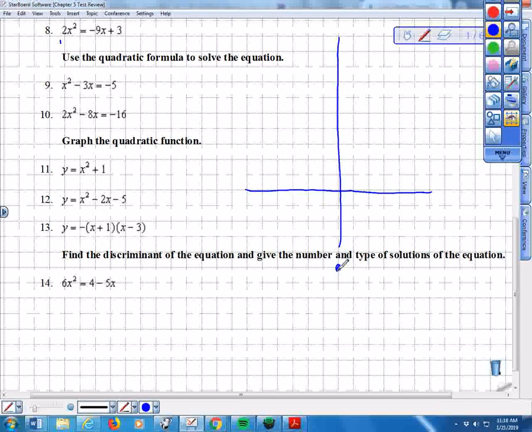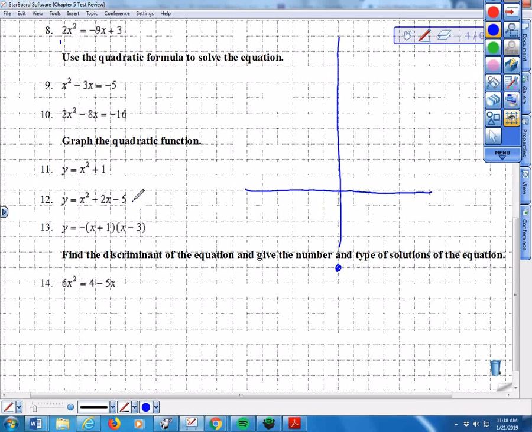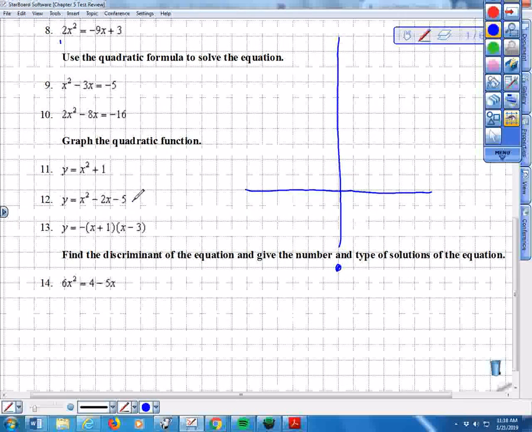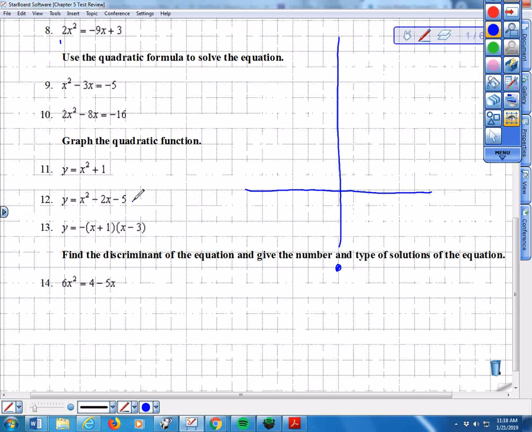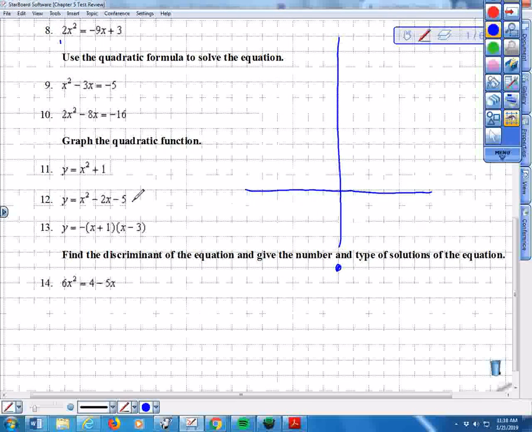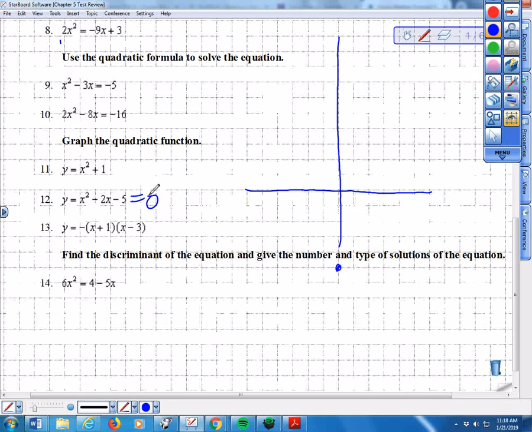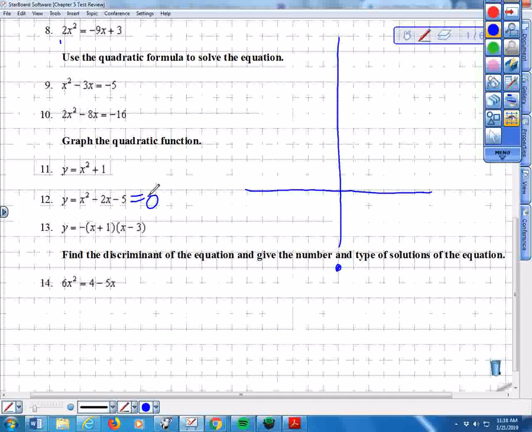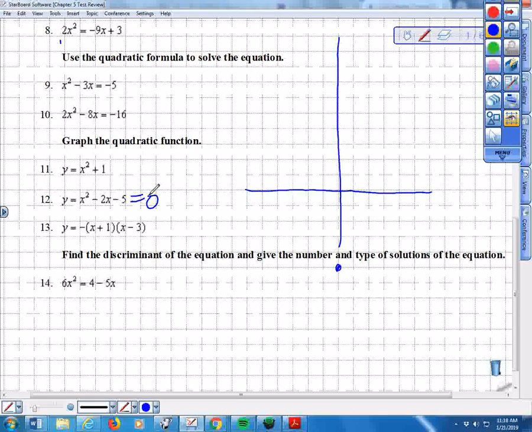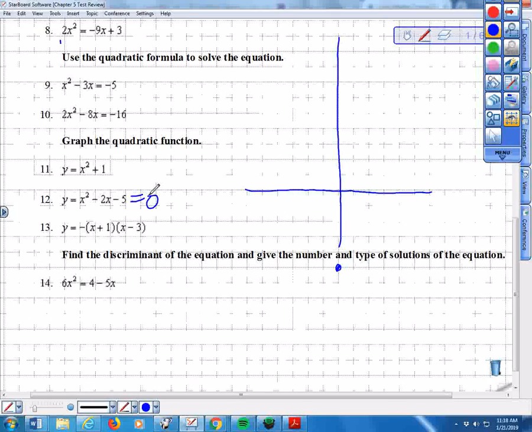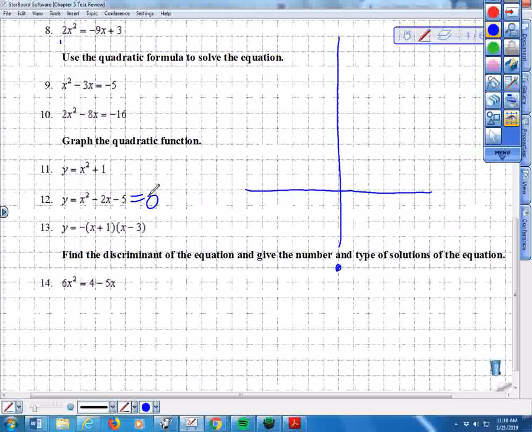How do I find zeros? I'm going to set this equal to 0. And how do I do that? How do I solve for x? I can try and factor it. Is it factorable? Not factorable, so I'm going to either complete the square or use the quadratic formula. I can choose, I'm going to use the quadratic formula.